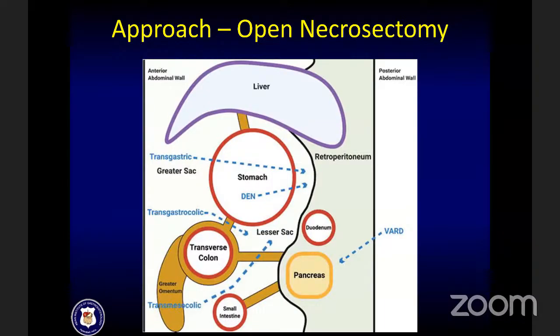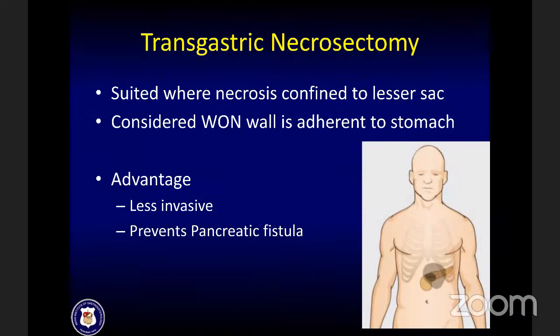So for open necrosectomy, these are the standard approaches, particularly transgastrocolic. That's what we normally use to approach the lesser sac. And now you can even approach transgastric, which Rajesh has shown using a laparoscopy, but in open surgery also you can get into the transgastric route and remove these. The other approach, less commonly performed, is the transmesocolic approach. Transgastric necrosectomy is suited only when the necrosis is limited to the lesser sac.